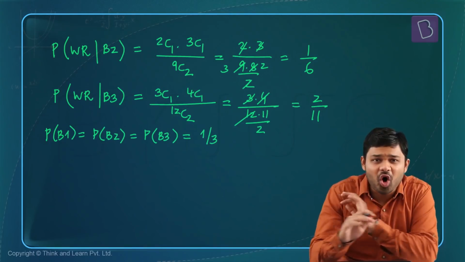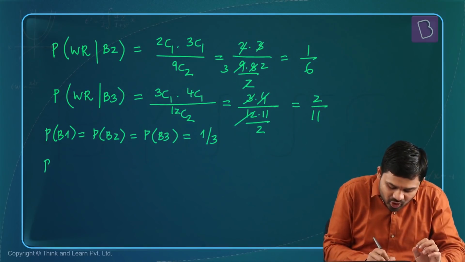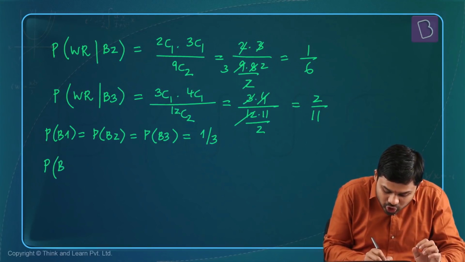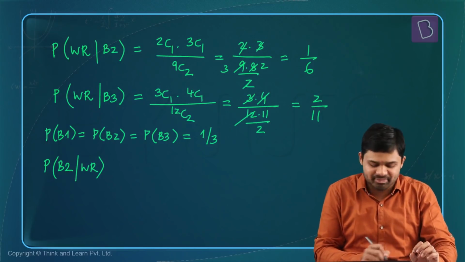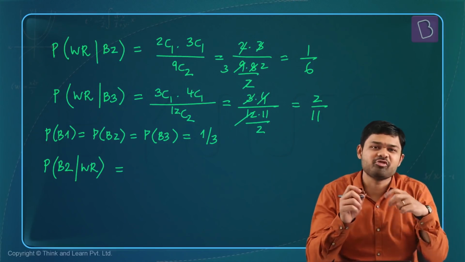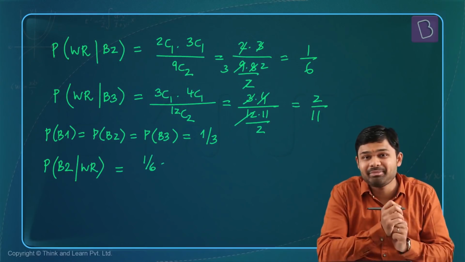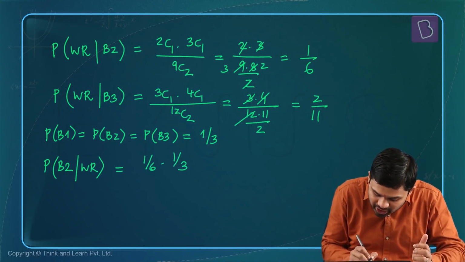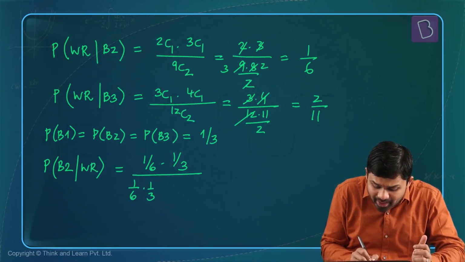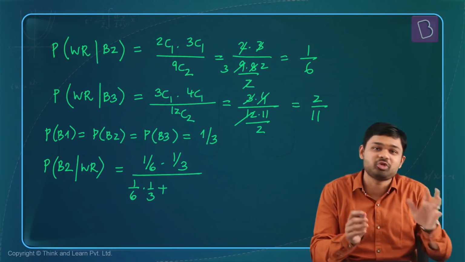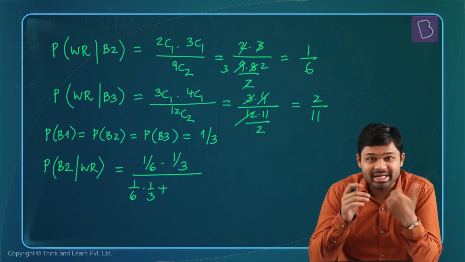So now we have all the information that is required to use Bayes theorem to find out the probability that we had chosen box 2 given that we had a white and a red ball. Well, that's going to be nothing but the probability of white and red given B2, which is 1 over 6, multiplied by the probability of B2, 1 over 3, divided by the same thing, 1 over 6 into 1 over 3, plus you have to use the total probability theorem, so you have to find out the probability of white and red given B1 into B1.